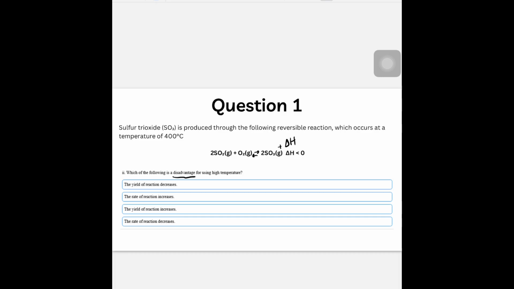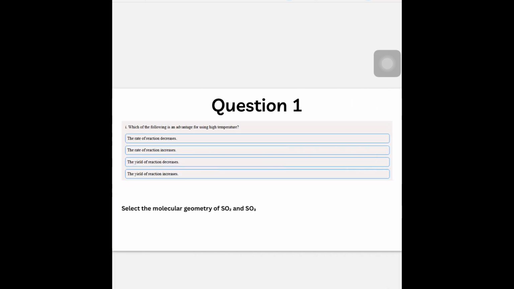Now, if I use high temperature, then the reaction is going to shift to the left side, decreasing the yield of the reaction. So I will have less SO3 produced. So the disadvantage of using high temperature is that the yield of the reaction is going to decrease. Now, which of the following is an advantage for using high temperature? Now, when we use high temperature, the rate of the reaction is going to increase because we're going to have faster molecules colliding with each other.